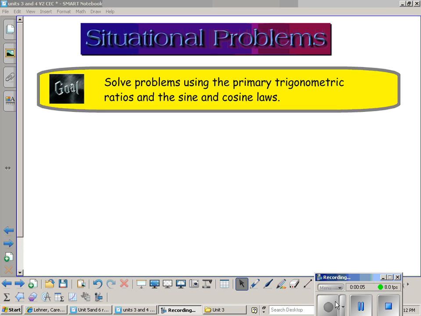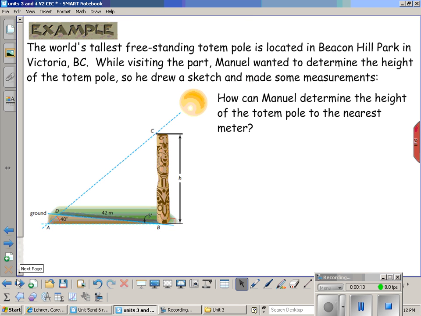In this lesson, we are going to use what we've learned about the law of sines and law of cosines to solve situational problems. Here's our first example. The world's tallest freestanding totem pole is located in Beacon Hill Park in Victoria, BC.